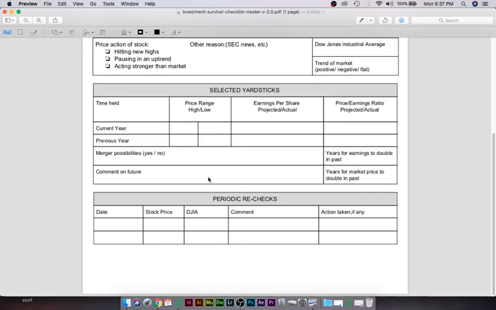And then comments on the future. Is there a merger coming in the future? Is there a new product release? Are they presenting at a conference? Anything of that nature is just something you want to have right here to look back on onto the ticker.